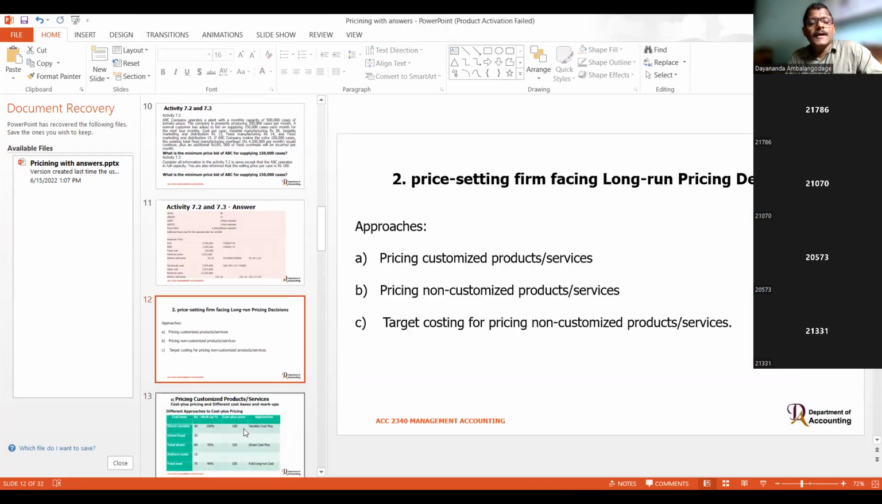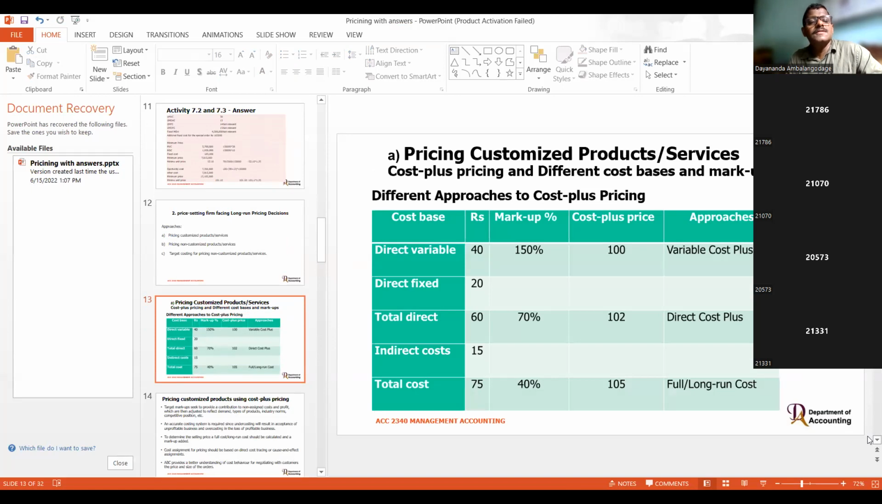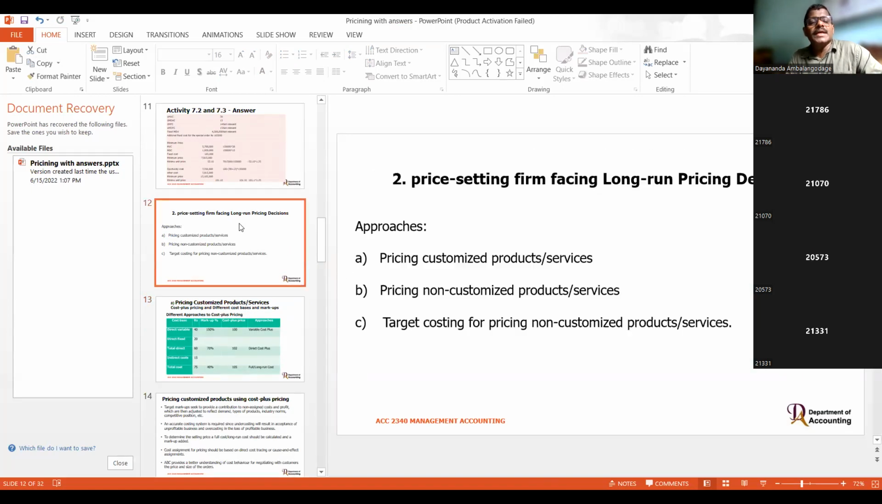Okay. Then price setting firm facing long run pricing decision. Of course, what we do here is we will focus on price setting firms facing long run pricing decisions. So you are a price setter. Why are you a price setter? Because you don't have a perfect market. Because you have to decide the price. There is no environment for you to take the price. You are not a price taker. That's why you are setting the price.